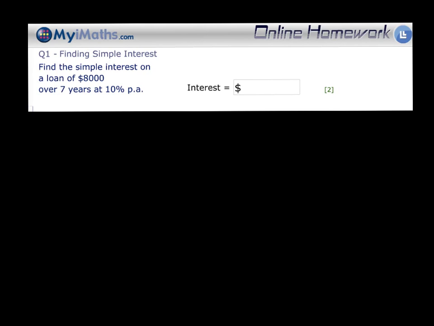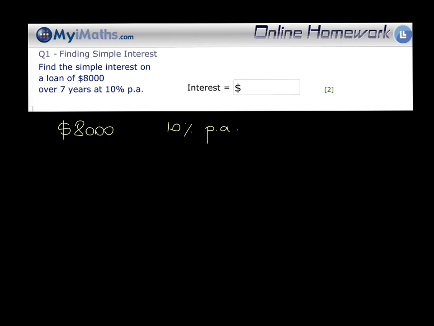We will solve these problems from the simple interest math task on Maya Maths. That's question 1 on the first page. Find the simple interest on a loan. Loan means you go and take some money from the bank. So you take from the bank $8,000. And the interest that you pay to the bank is 10% per year.